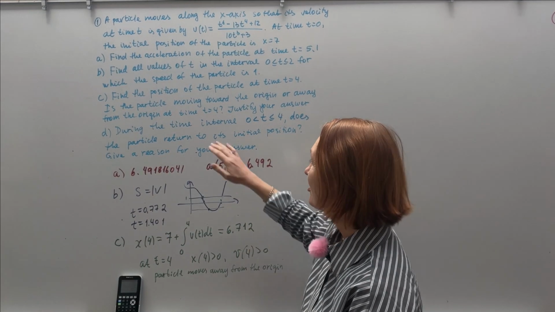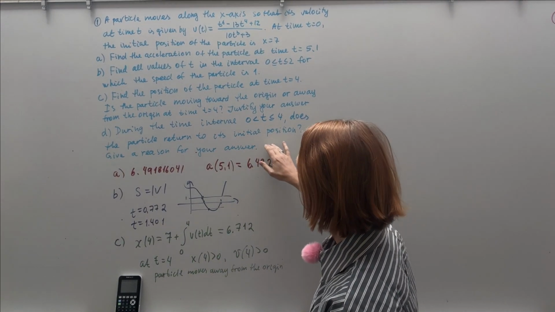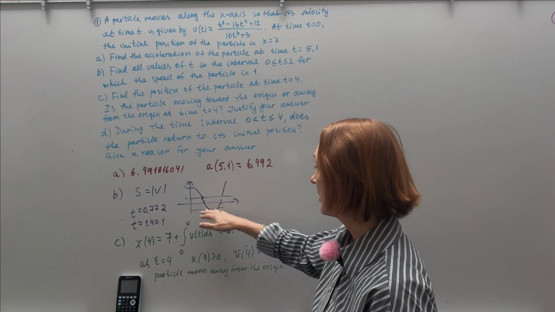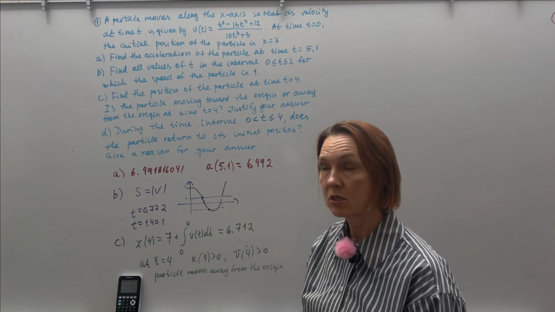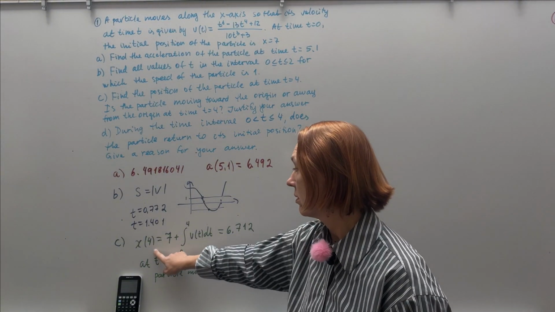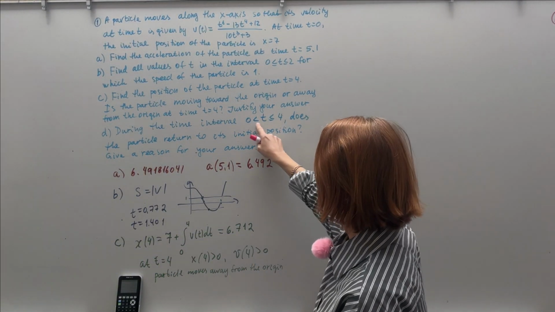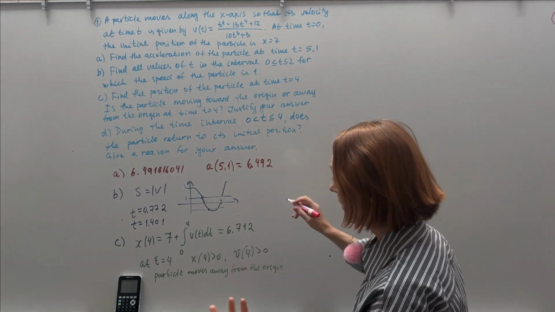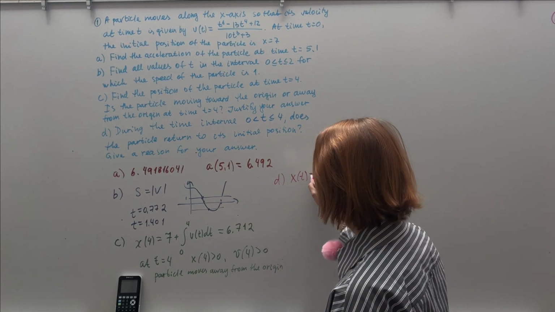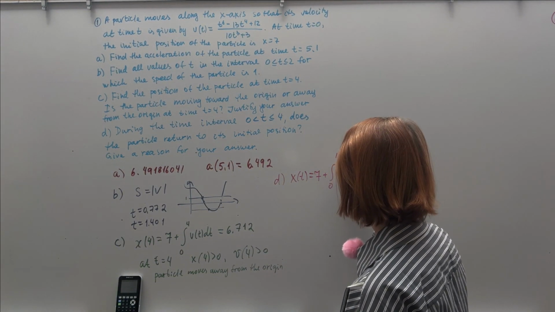The last part here, part D: during the time interval from 0 to 4, does the particle return to its initial position? Give a reason for your answer. We can see that because our position function is differentiable from 0 to 4, that means it's continuous from 0 to 4. So we know the value of x of 4. Let's think about something that is maybe slightly bigger than 0. So maybe find x of 1. x of 1 is going to be 7 plus the integral from 0 to 1 of v of t dt.